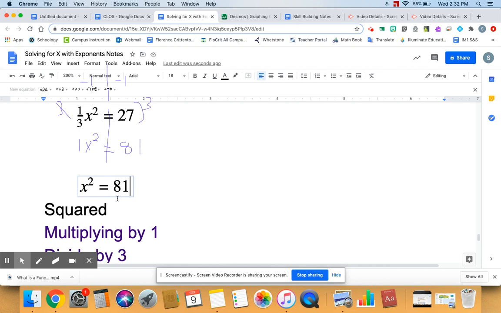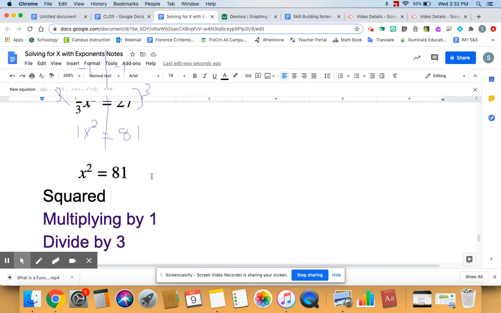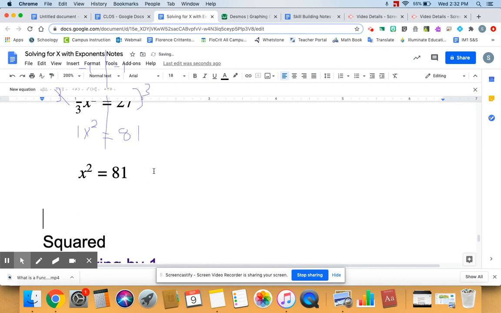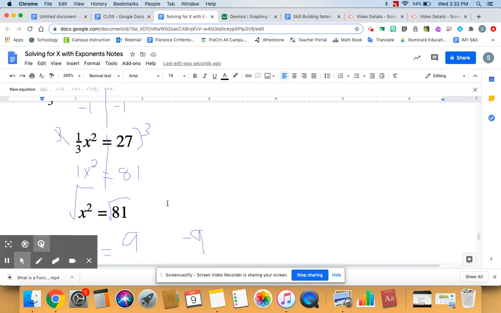So now finally, to get rid of the squared, the inverse of squaring something is square root. So x equals the square root of 81, which is 9. Don't forget it's also negative 9. The square roots always have 2 answers.